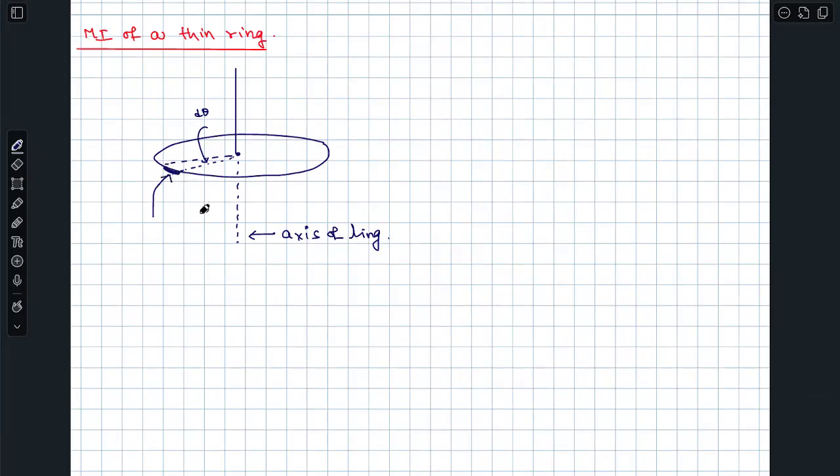So please understand what is the mass part of this. Simple. If the total mass is m, then m by 2 pi times d theta is the mass of the element. Right. So now what is the moment of inertia of that element? M by 2 pi d theta, mass times distance square. Any doubt?